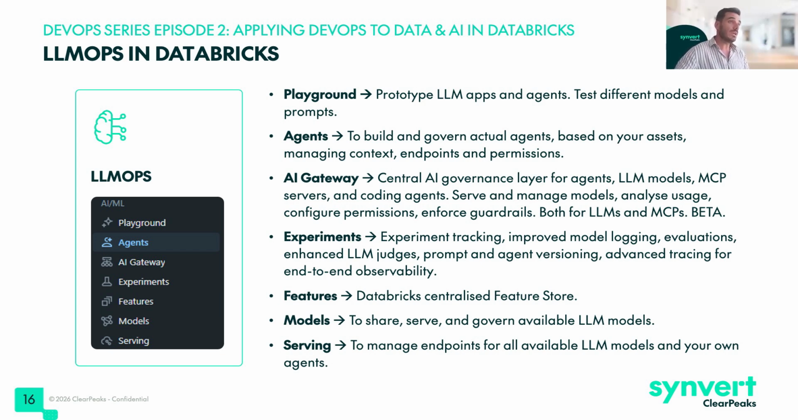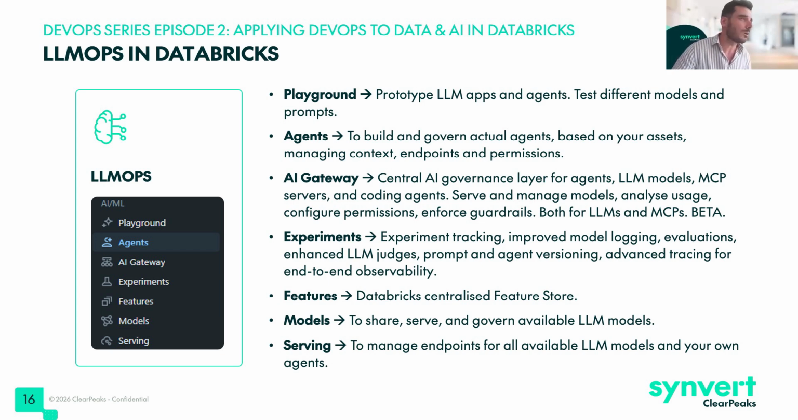You have an AI Gateway page, which is a central governance layer for agents. It's essentially what Unity Catalog is for data, but for AI models, endpoints, MCP servers, coding agents, and so forth. You can, for example, use it to analyze the usage and configure the permissions. You can enforce guardrails, and it works for all the elements of your LLMs and MCPs. Then you have the experiments, in which you can do experiment tracking. You can check logging. You can do evaluation. You can do LLM judging.